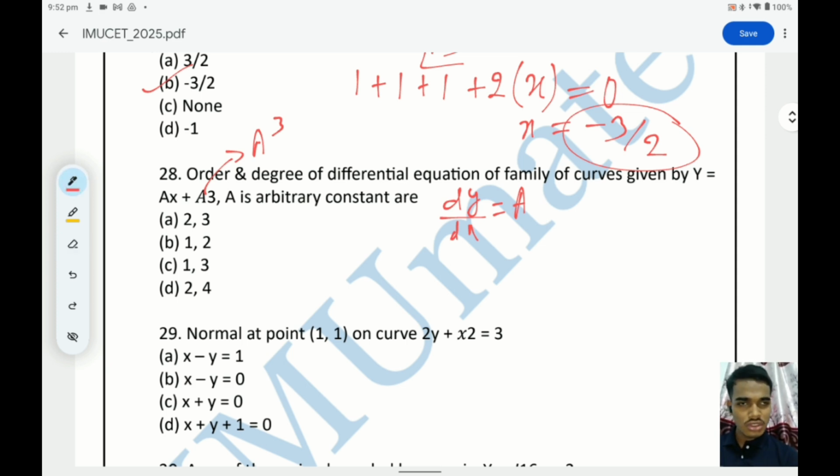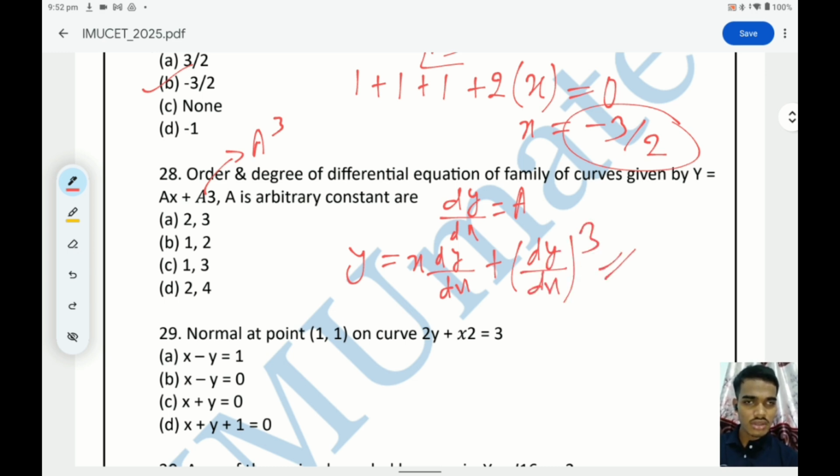Then we can put this value in the equation, then we will get y is equal to x dy by dx plus (dy by dx) cube. This is the differential equation now. And if we want to find the order, here you can see the order is 1 and its exponent is 3. It means order is 1, degree is 3, okay. So option C will be the right answer.